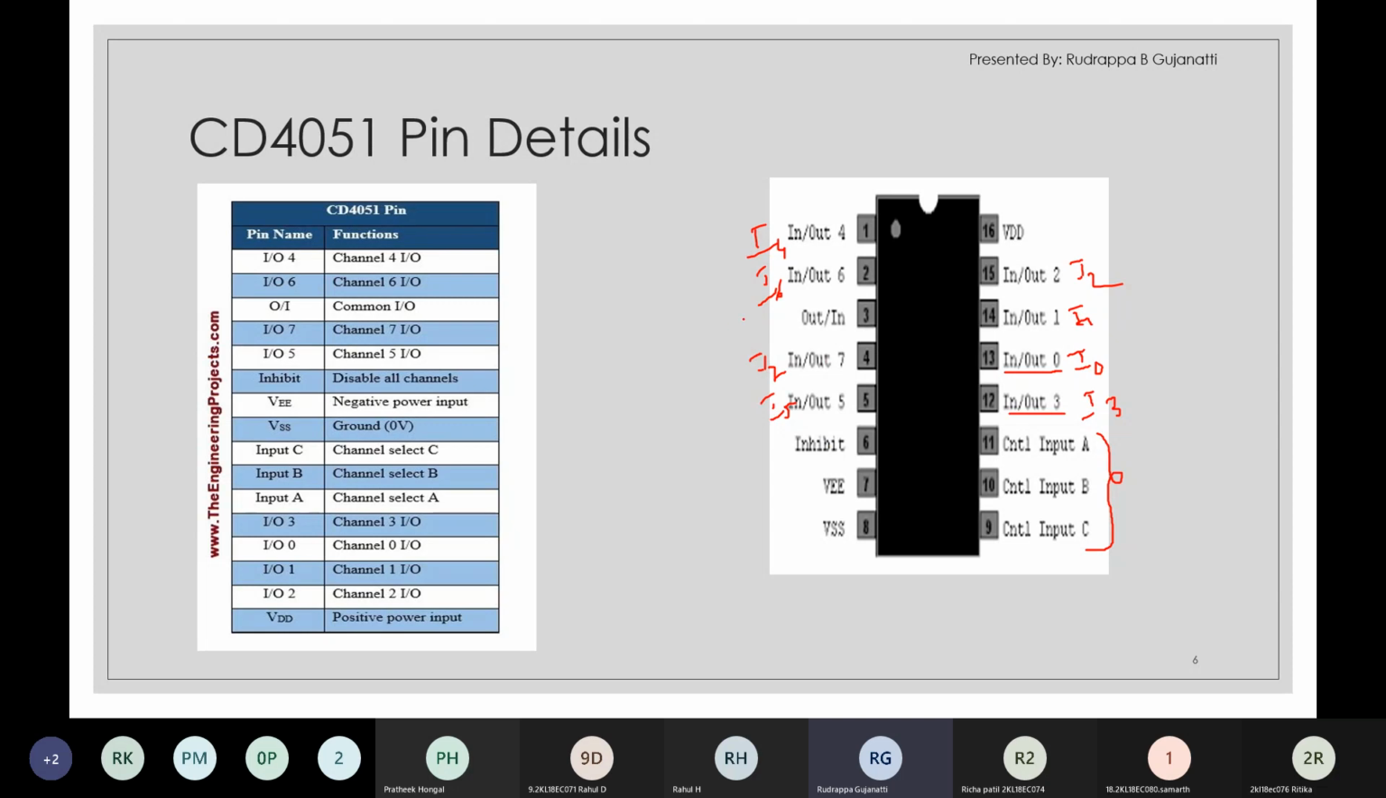Other pins we will not be utilizing, and pin number 3 actually operates as the input or the output pin. And here you can see that all are in out. So it implies that these pins are bidirectional. Either you can send the signal into it or you can receive the signal from it. So when it is acting as a multiplexer, these pins will be accepting the input. When it is acting as a demultiplexer, these pins will be acting as the output. So therefore, we can observe that these pins are bidirectional in nature.